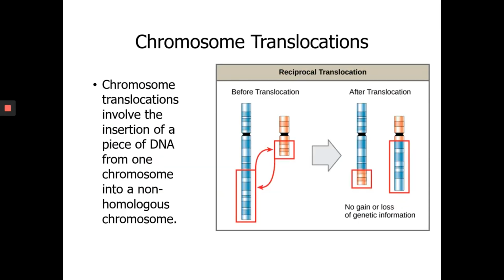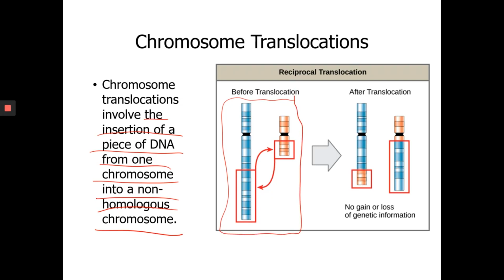All right, let's see here. So translocations involve the insertion of a piece of DNA from one chromosome into a non-homologous chromosome. So here, we have 2 chromosomes right here. Now I'm going to ask you, are these homologous chromosomes? The answer is no. Remember, homologous chromosomes are just 2 different versions or copies of the same type of chromosome. So they should have the same shape and size.